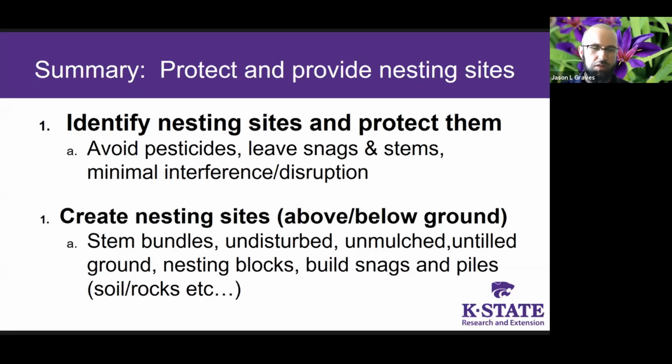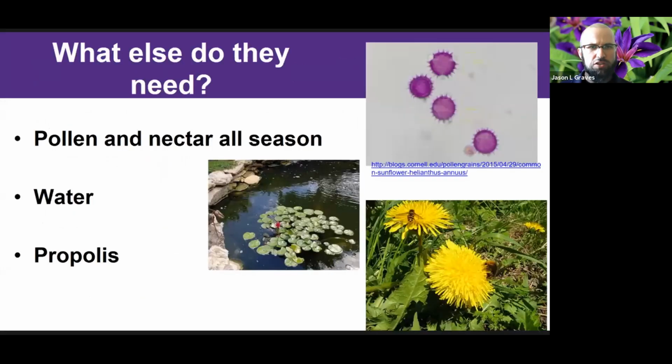Even rock piles can be a great place for bumblebees. So we need nesting sites for our pollinators, and that's something a lot of our gardens may be able to improve upon. What else do our pollinators need?